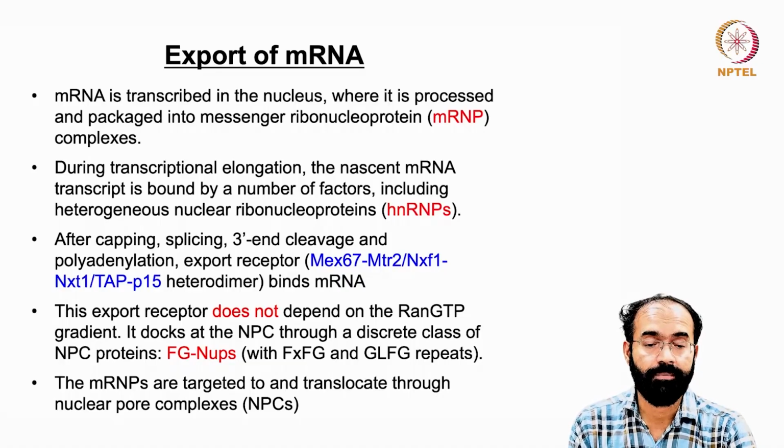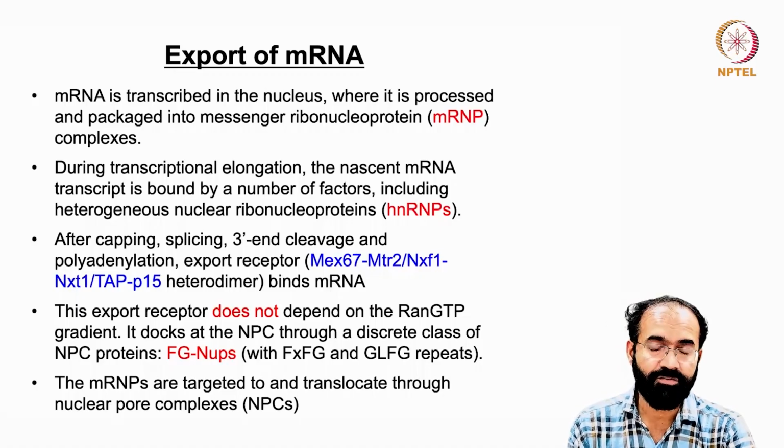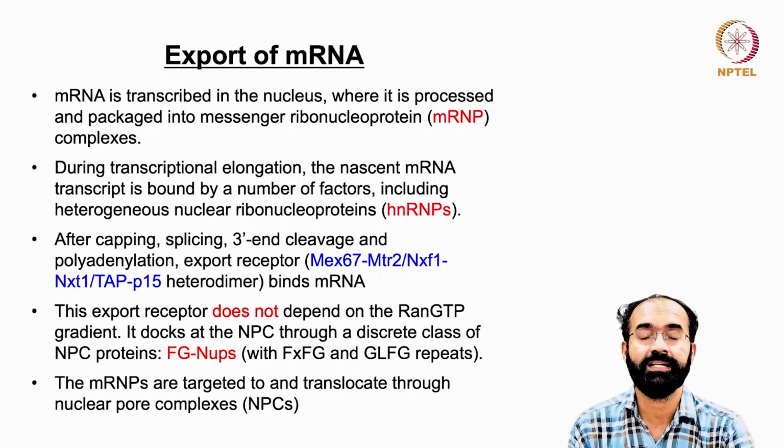as mRNP complexes. So during transcriptional elongation, the nascent mRNA transcript is bound by a number of factors, including heterogeneous nuclear ribonucleoprotein, and we call it as hnRNPs. The majority of these proteins are meant for substrate recognition by downstream enzymes and also for protection. In bacteria, with coupled transcription and translation, the association of ribosome prevents the degradation of this mRNA, whereas such a thing doesn't happen in the nucleus. So hnRNPs become handy for the survival of these RNAs.